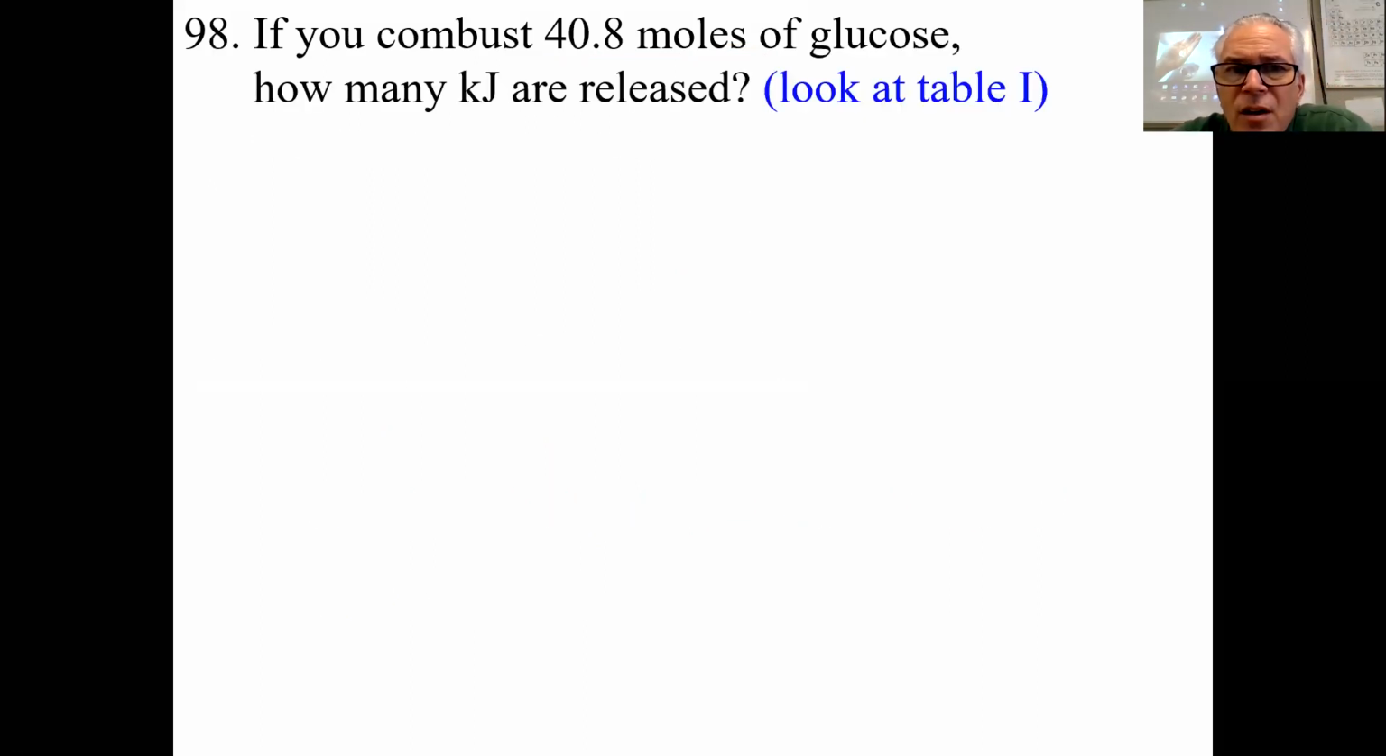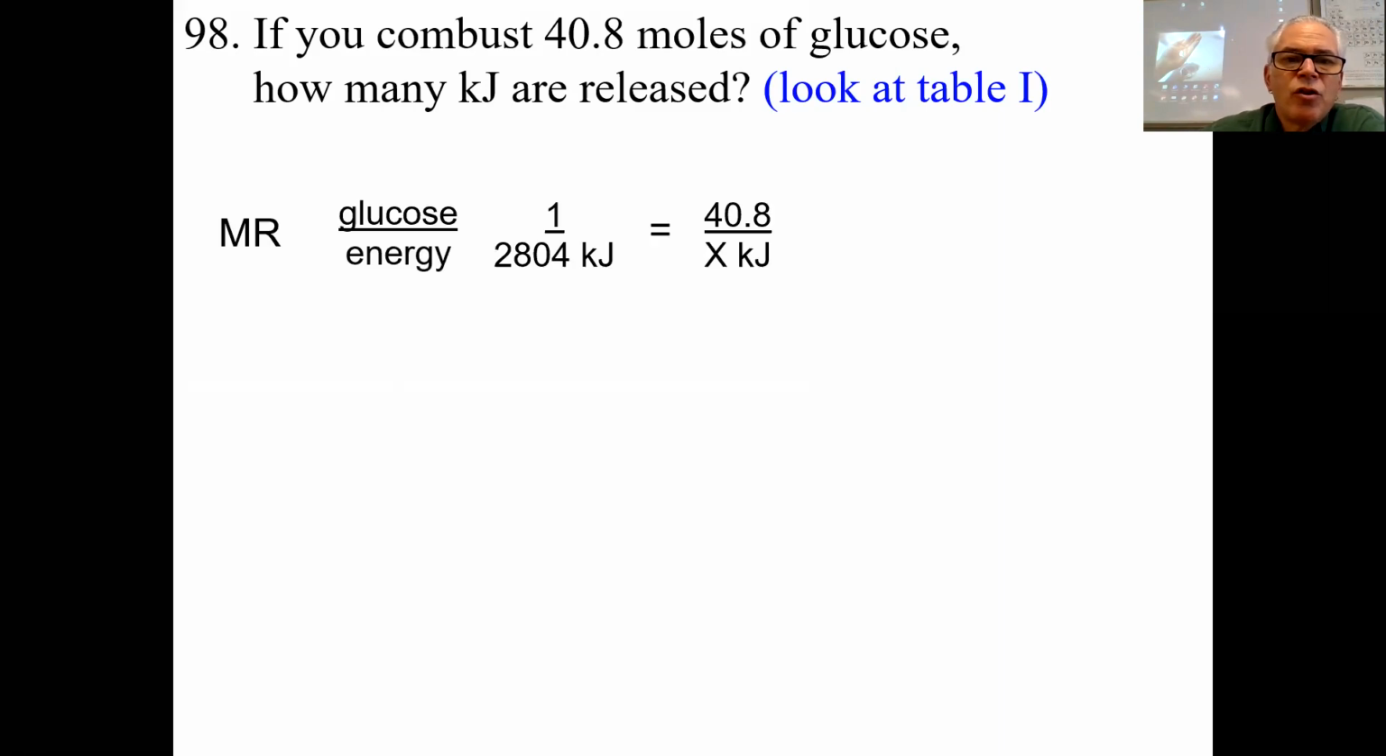If you combust 40.8 moles of glucose, how many kilojoules are released? Who remembers the formula for glucose? This is something you knew from way back. C6H12O6. So let's find it. C6H12O6 is right here. It's like the 5th or 6th one down. When glucose burns, it releases 2,804 kilojoules. So the mole ratio of glucose to energy is 1 mole of glucose to 2,804.